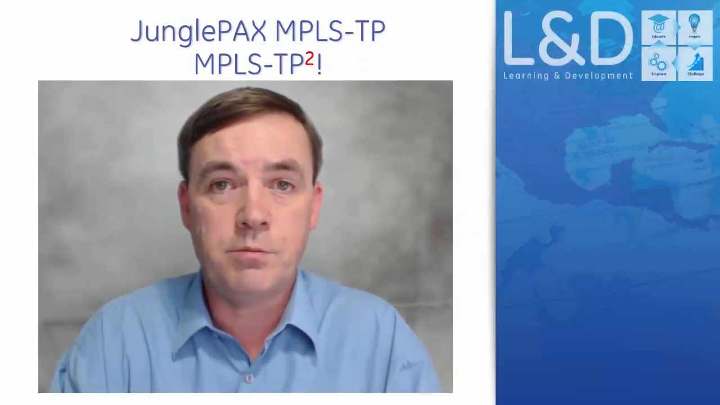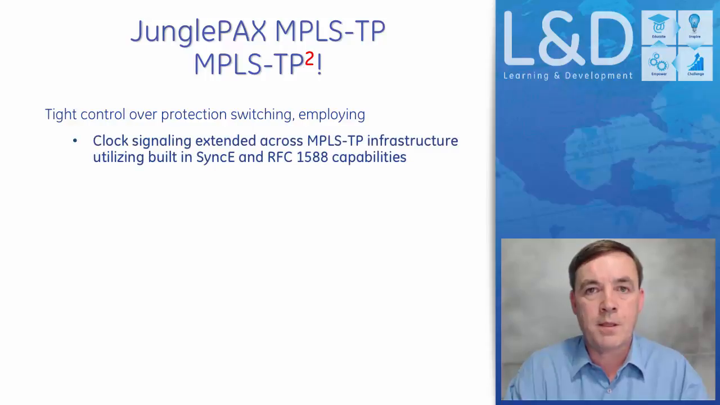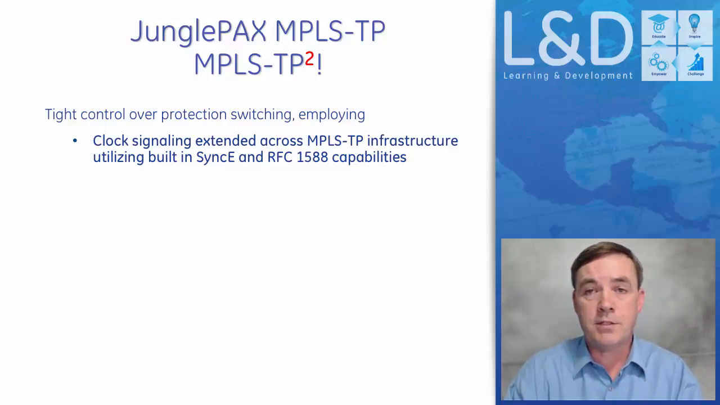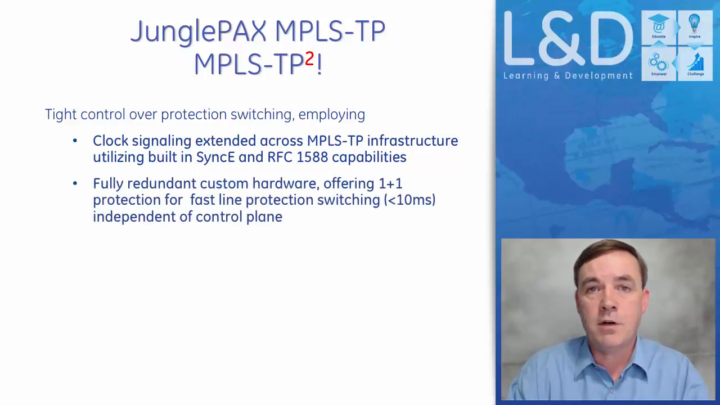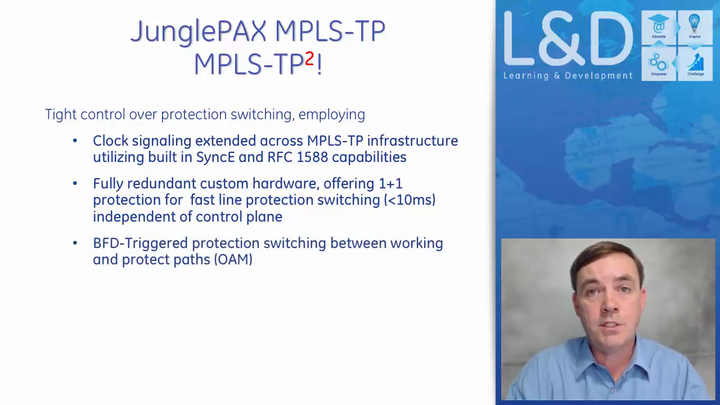Let's summarize the key strengths brought to the market by GE's JunglePAX MPLS-TP services. We start off with tight control over protection switching. This employs clock signaling extended across MPLS-TP infrastructure utilizing built-in SYNC and RFC 1588 capabilities. GE JunglePAX hardware is fully redundant with custom hardware offering 1+1 protection for fast line protection switching, under 10 milliseconds, and all independent of the control plane. BFD triggered protection switching between working and protect paths is a key feature of this MPLS-TP solution.